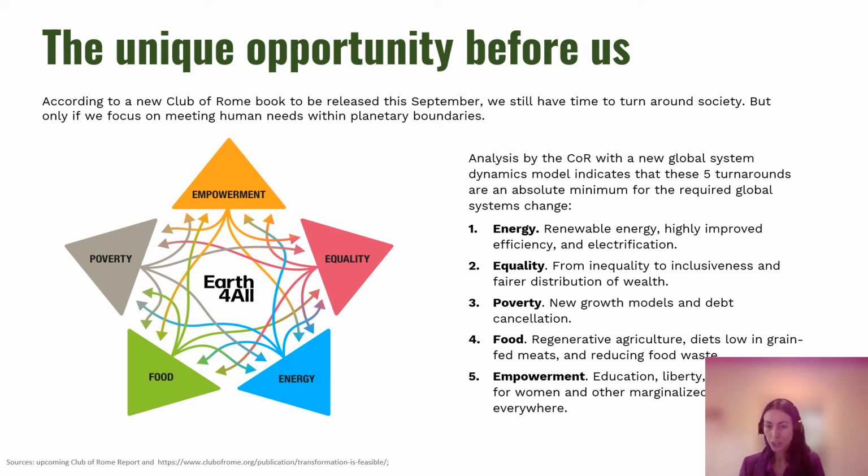The first one is energy. I think that's obvious. We all know what needs to happen there, right? It's already on its way, of course. It needs to be ramped up. But renewable energy, more efficiency, and electrify everything that we can electrify. Equality, like I mentioned: income and wealth inequality is arguably the social twin of the climate crisis.